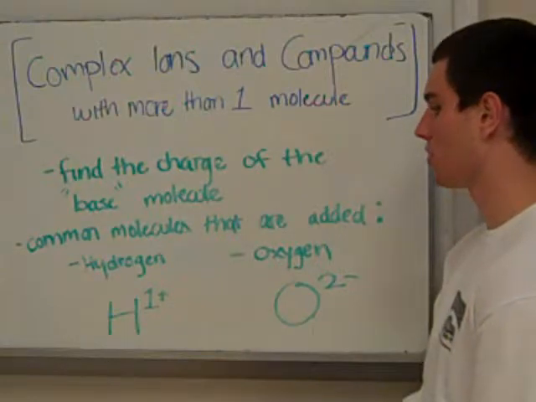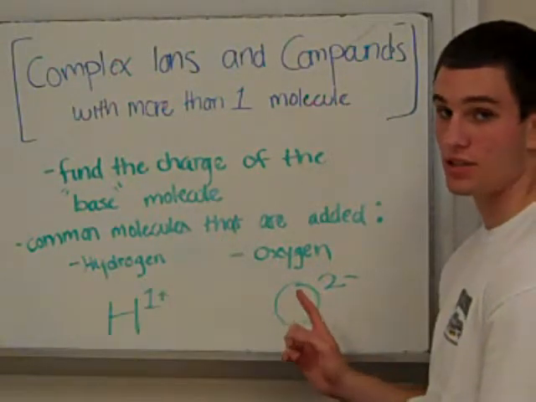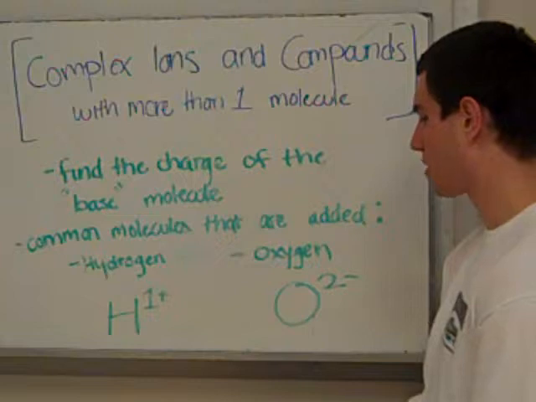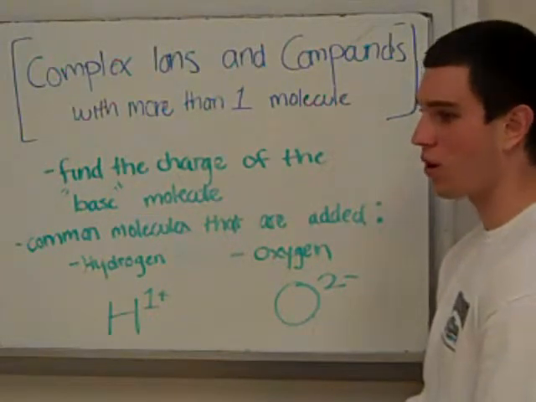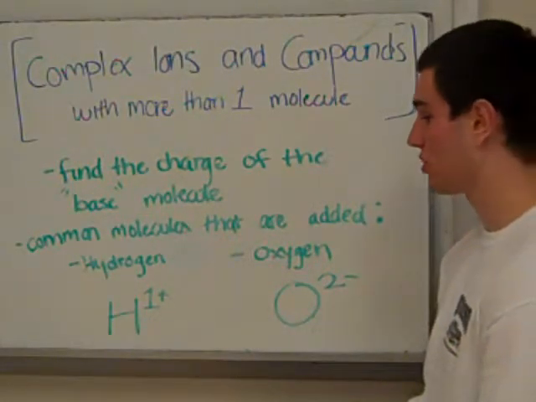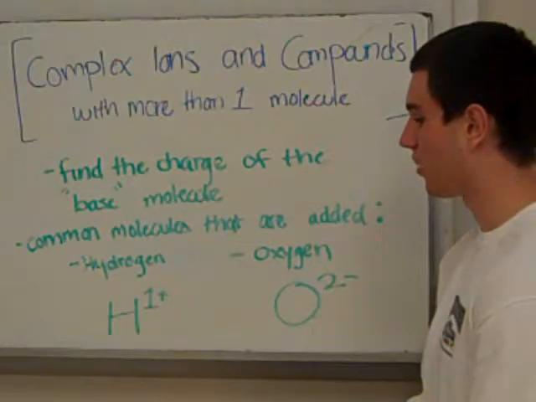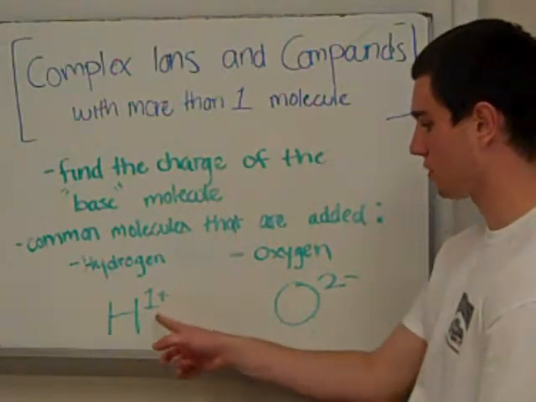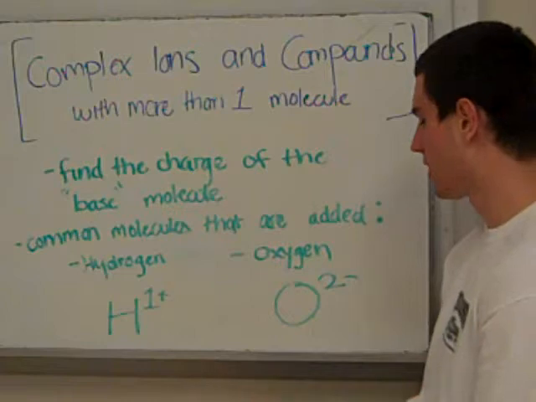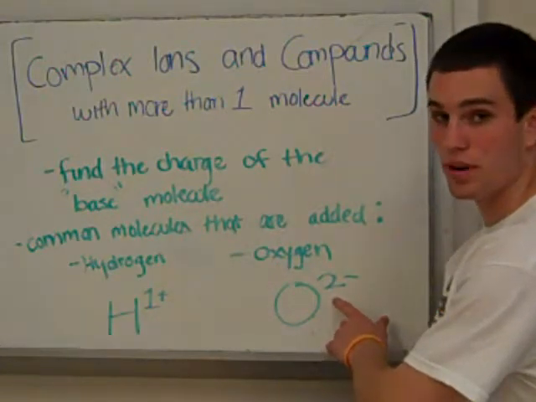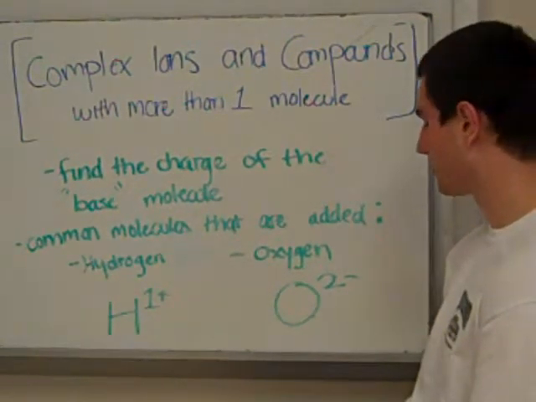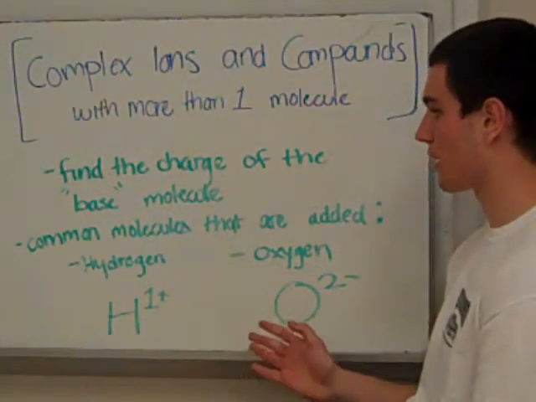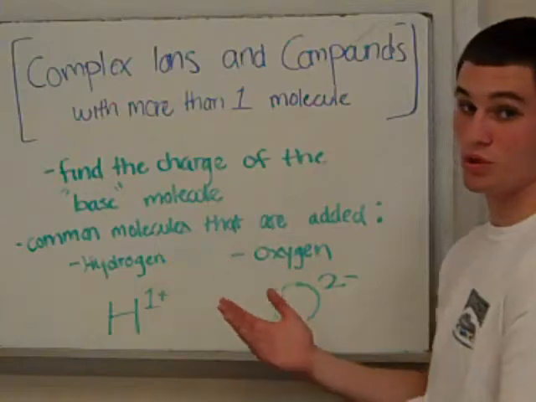Now, the common ones that we find are hydrogen and oxygen. These are most commonly found here. Now, this is not always the case, but for right now, we're just going to assume that hydrogen always has a charge of 1 plus, which we can see is denoted again right here, and our oxygen is always going to have a charge of 2 minus, excuse me. We're going to use these charges in order to calculate the charge of our base molecule, which is what we want to know.